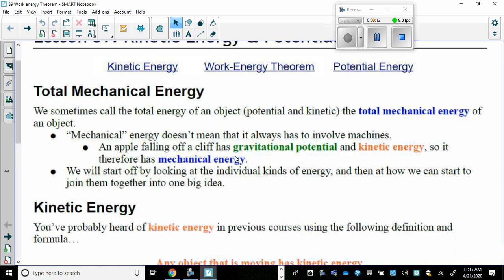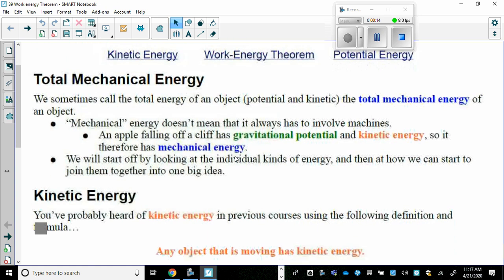And as you can see, the definition for mechanical energy is the total energy of an object. In this case, we're going to be talking mainly about potential and kinetic energy. So for example, a plane flying in the sky has kinetic energy because it's moving and has gravitational potential energy because it is high above the ground. Whereas a car driving along the street really only has kinetic energy because it's on the ground, so it doesn't have any potential energy.